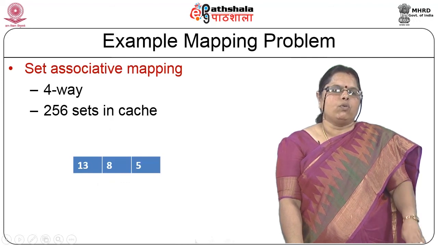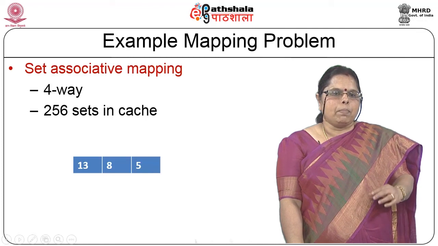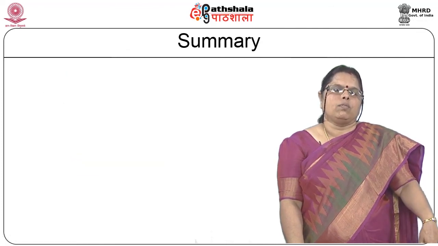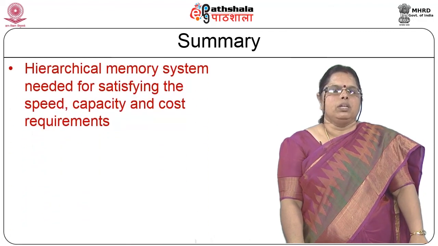So, when you are looking at 4-way set associative mapping, mapping is done to a particular set, and within that set all the 4 tag fields will have to be checked.